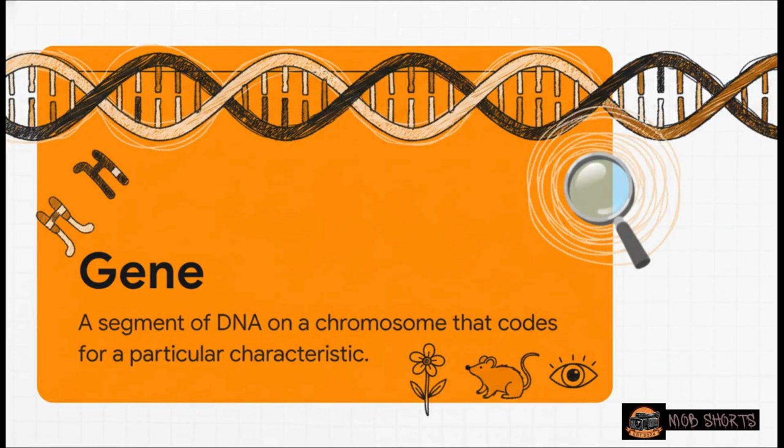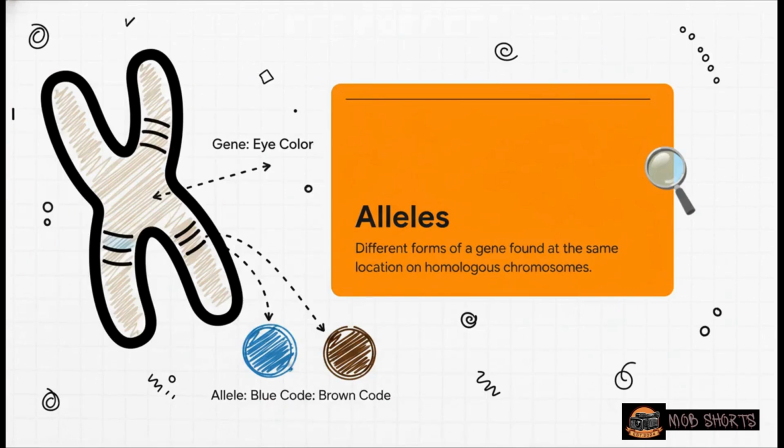So imagine your DNA is this giant, massive instruction book for building you. A gene? That's just one single instruction in that book. A sentence that says, make the fur black, or make the stem tall. Okay, so if the gene is the category, like eye color, then alleles are the different options within that category. You know, blue eyes, brown eyes, green eyes. They're just different versions of the same gene.